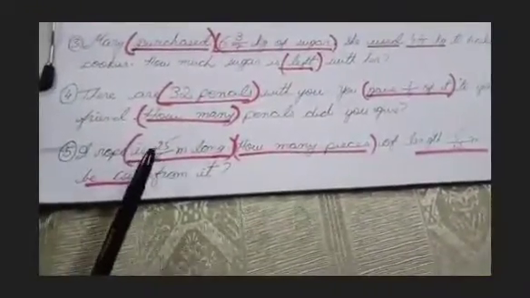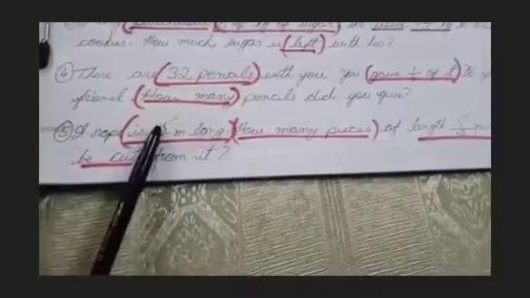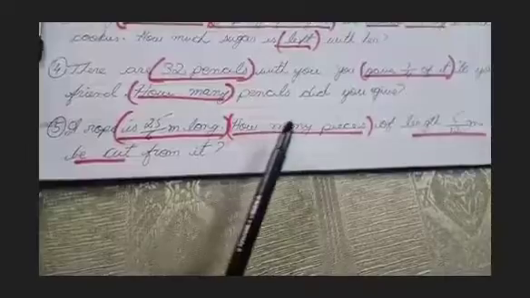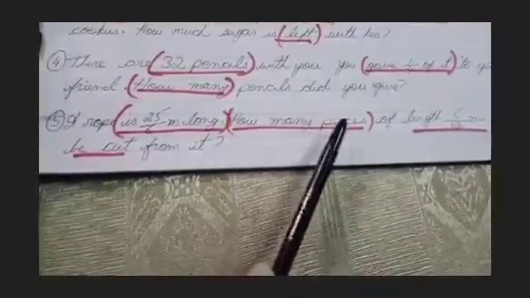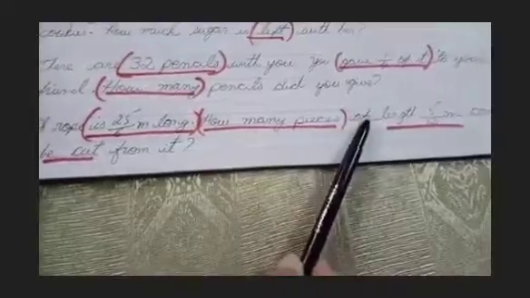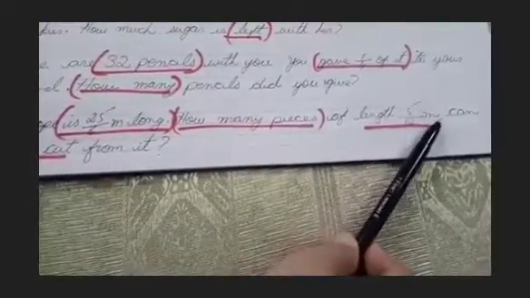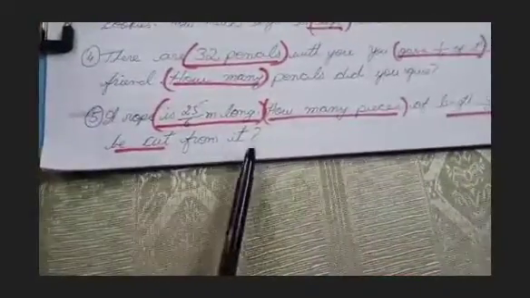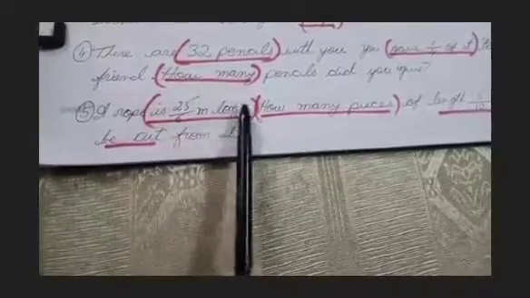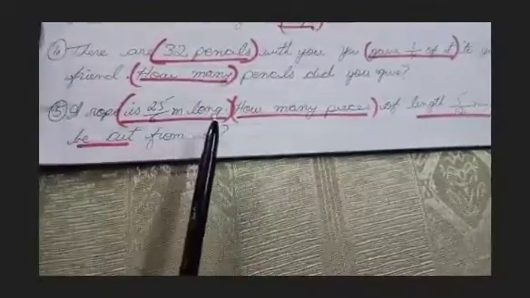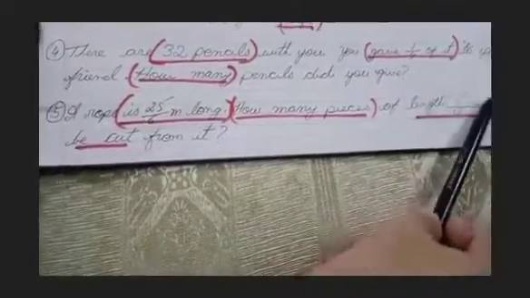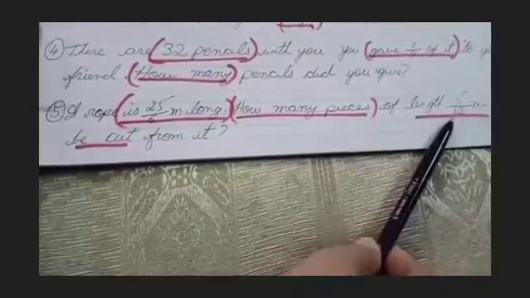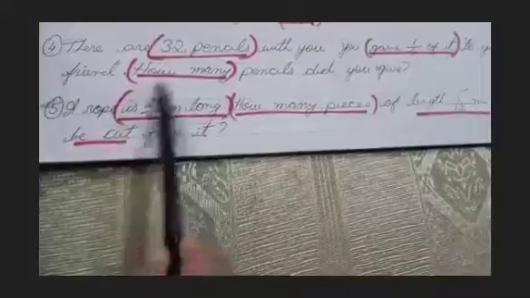A rope is 25 by 6 meter long. So the total length of the rope is 25 by 6 meter. How many pieces of length 5 by 12 meter can be cut from it? They are asking about the number of pieces. The total length of the rope is given, and they are saying that if you start cutting the rope into pieces of this length, 5 by 12, how many pieces can you cut from the total length of the rope?